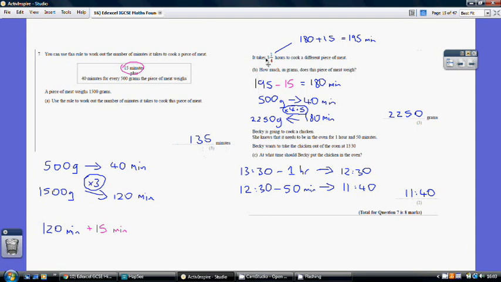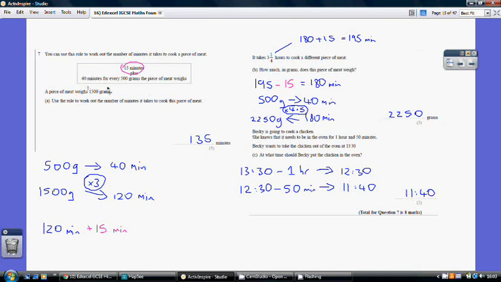Now for part B, it takes 3¼ hours to cook a different piece of meat. How much does it weigh? So we've really got to do the same thing but backwards. So 3¼ hours is 180 minutes, being the 3 hours, plus 15 minutes, being the quarter. That's 195 minutes in total for cooking. Now let's start off by taking off that extra 15 minutes it needs. That leaves us with 180 minutes worth of the variable component, 180 minutes.